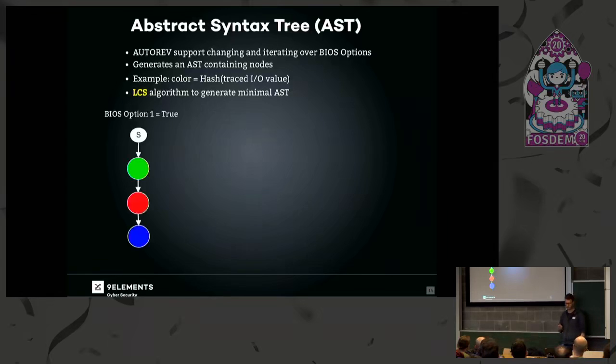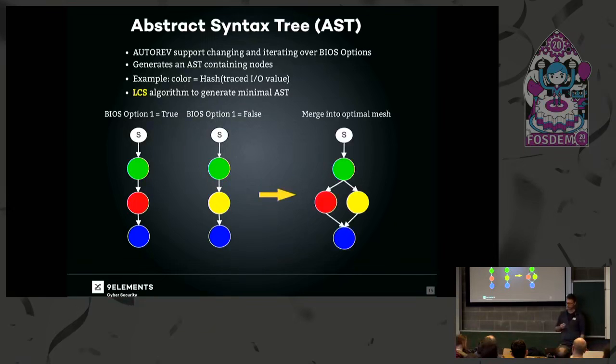It collects traces and puts them into the database, and then merges all the traces into a syntax tree. As you can see, it's a directed graph. If you have two runs, on the first run BIOS option 1 is set to true, on the second it's set to false, and you can see there's a slight difference in the I/O operations. We can then merge it into a graph and actually see which BIOS option triggers which path in the tree.